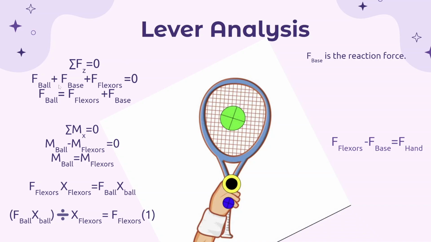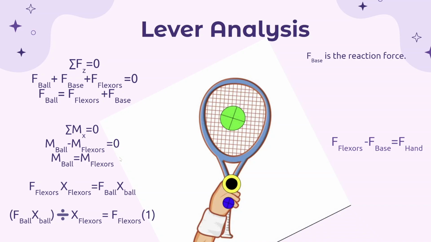After this, we can create a summation of forces in the z direction and see that the force of the ball equals the force by the flexors plus the force of the base. Because the force at the flexors and the force of the base are in opposite directions, they cancel each other out to equal the force of the ball.